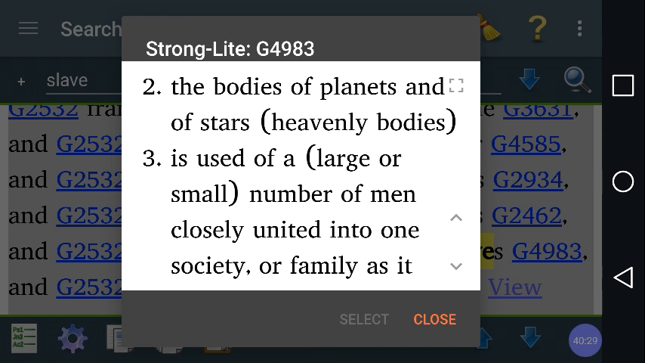It can also, in the third entry here, mean a large or small number of men closely united into one society. We have this when we talk about Christ in the New Testament. It says that Christ, HaMashiach, Yeshua, Rabbeinu, the Rabbi of Rabbis, our Black Lord and Savior, Jesus Christ, Yeshua HaMashiach, is the head. He is the Rosh, the Ras. And we of the church are that body. Many members, but one body. So that's the word soma.